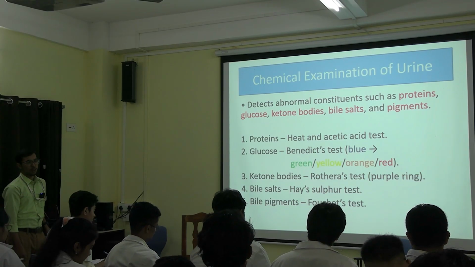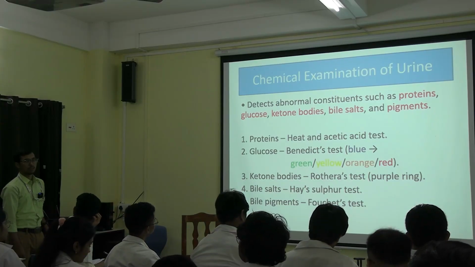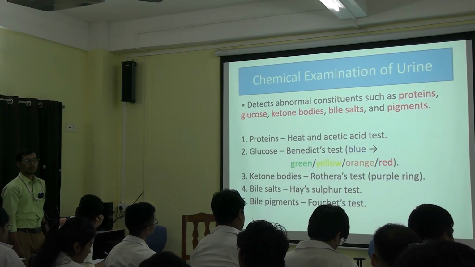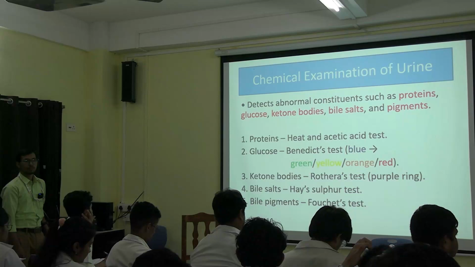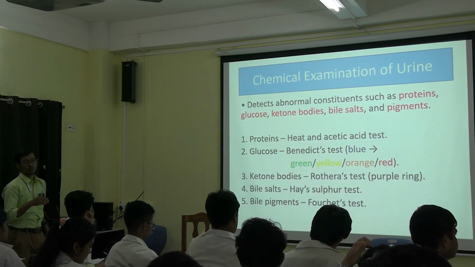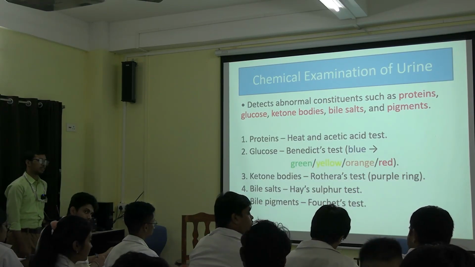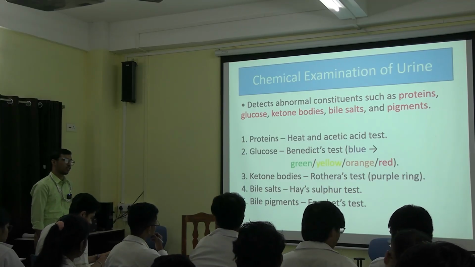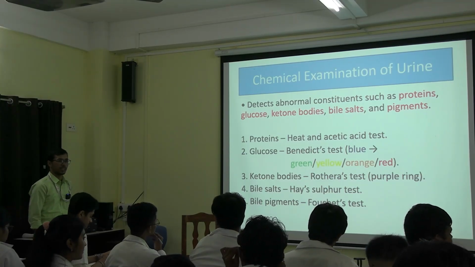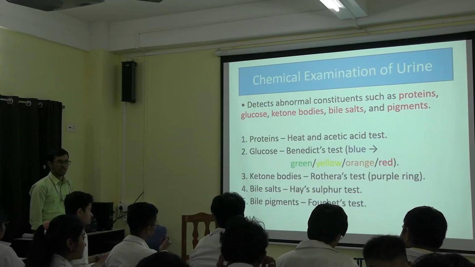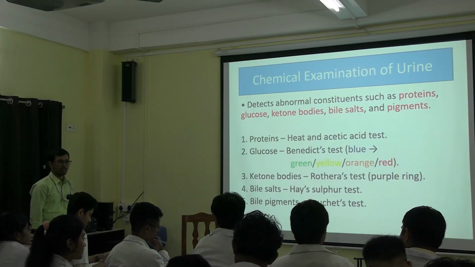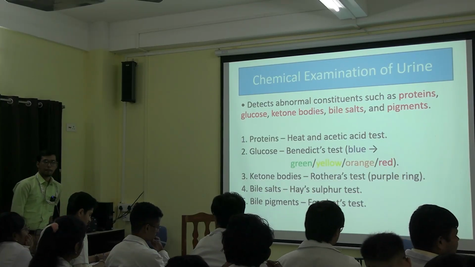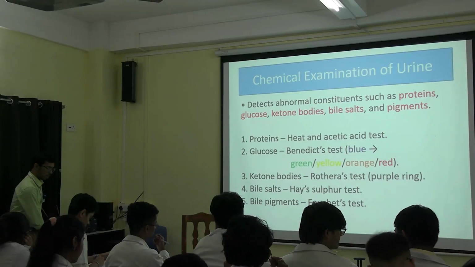Can you tell me what is the normal threshold for glucose in our kidney? Glucose excretion normal threshold, above which the glucose will be excreted. If the blood sugar, that is glucose in our blood, exceeds the normal threshold limit, then it will be excreted by the kidney. This is 180 milligram per dL.